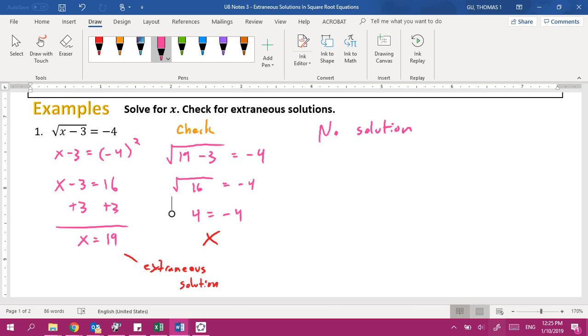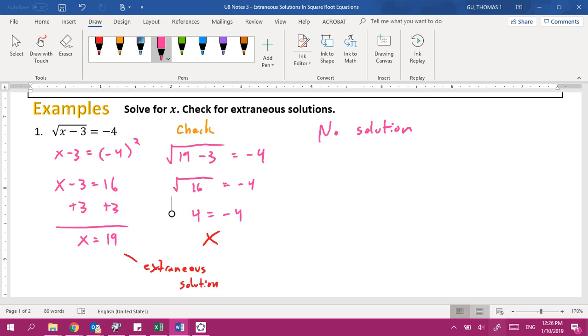Now let me show you a logical shortcut to knowing that this is no solution. You could just look at this question from the very beginning and know that the answer is no solution. How? Because you see how it's a square root of something, right? It doesn't matter what's in there. It's square root of something. And then it says equals a negative number.